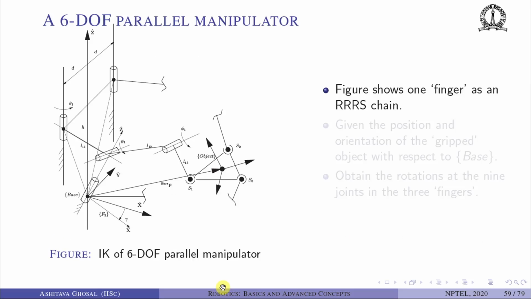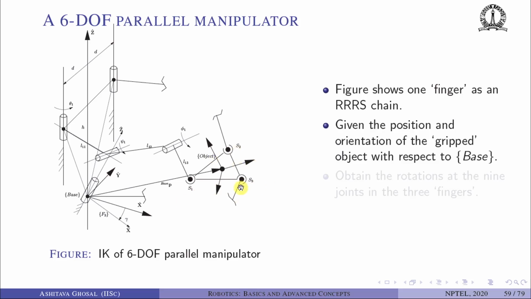Let's look at a 6-degree of freedom parallel manipulator. In this case, we have looked at this 3-fingered hand gripping an object. I am showing one finger as an R, R, R, S chain. The other 2 fingers are not shown. So what is given? The position and orientation of the gripped object. This is the object which is gripped.